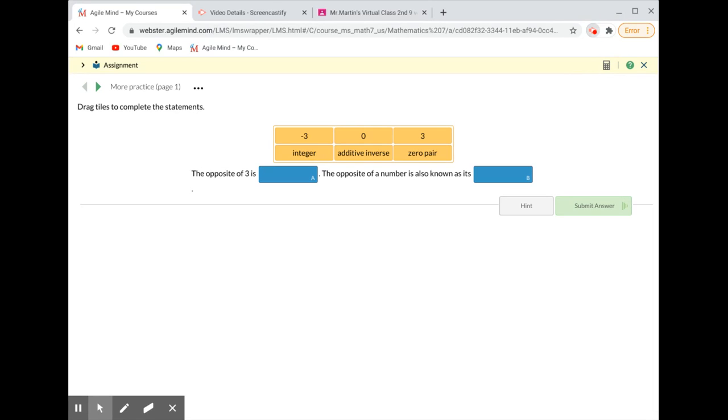All right, so we're going to run through this pretty quick. Grayson, the opposite of 3 is? 3. -3, my bad. There you go. The opposite of a number is known as its additive inverse. Additive inverse. Good job.